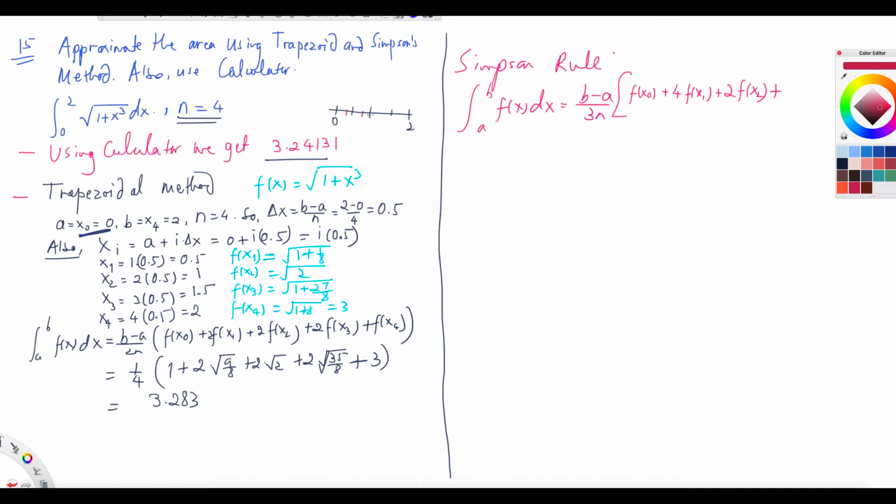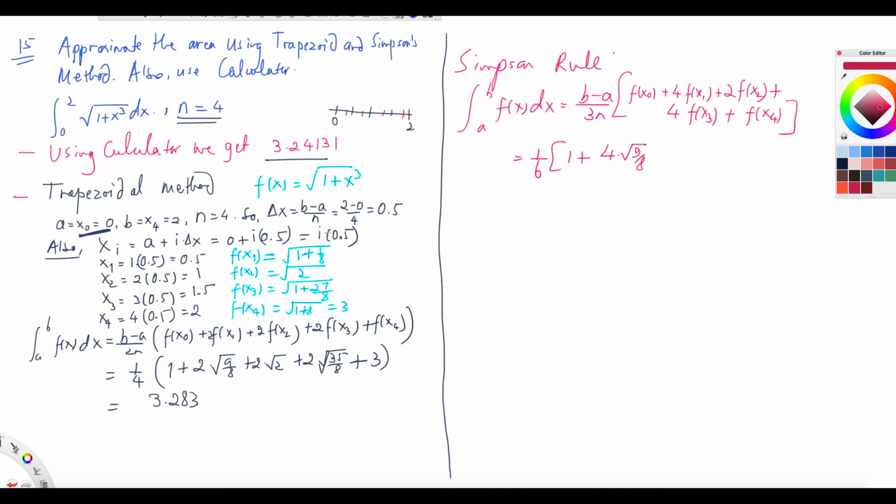So 1, 2, 3, 4, there is an even number. That's why this is okay. Plus 4 times f of x3 plus f of x4. The first and last will be as they are, right? So what I'm going to do, b minus a over n is 0.5 divided by 3. So 0.5 divided by 3 is 1 over 6. So plug in f of x0. So what is f of x0? It is again 1 plus 4 times root under 9 over 8.